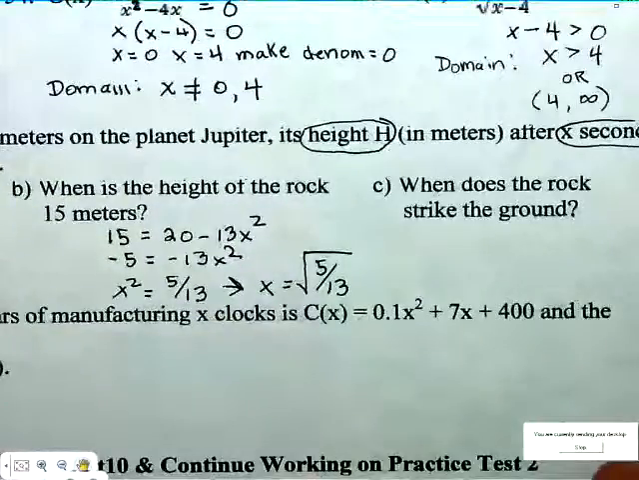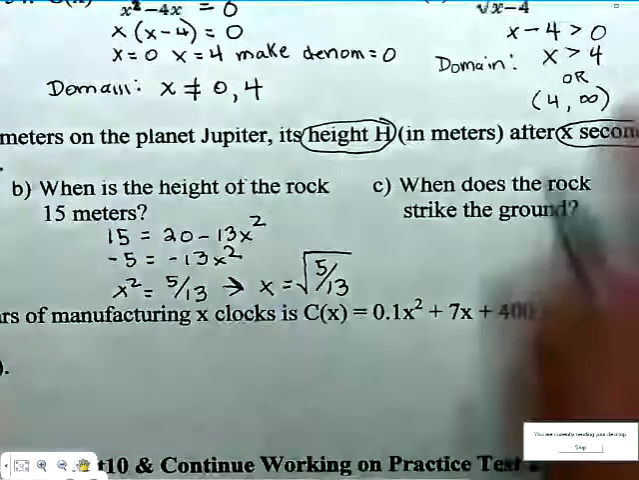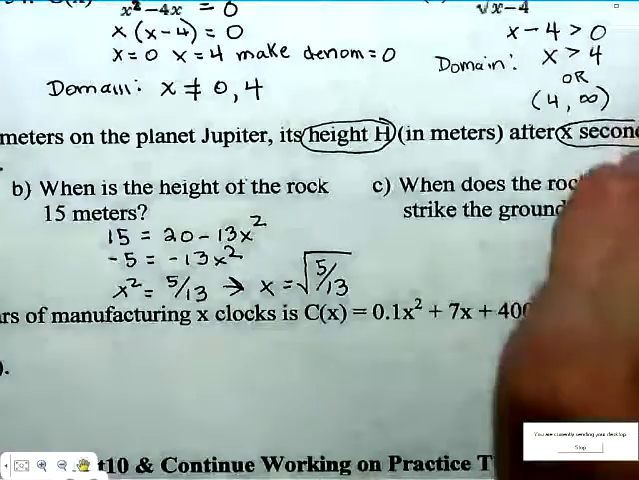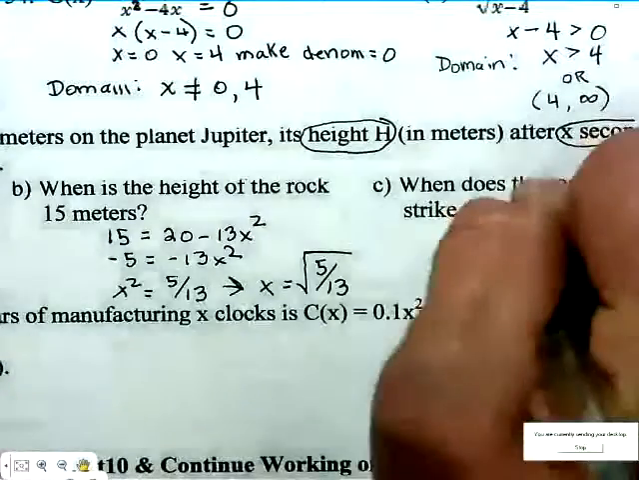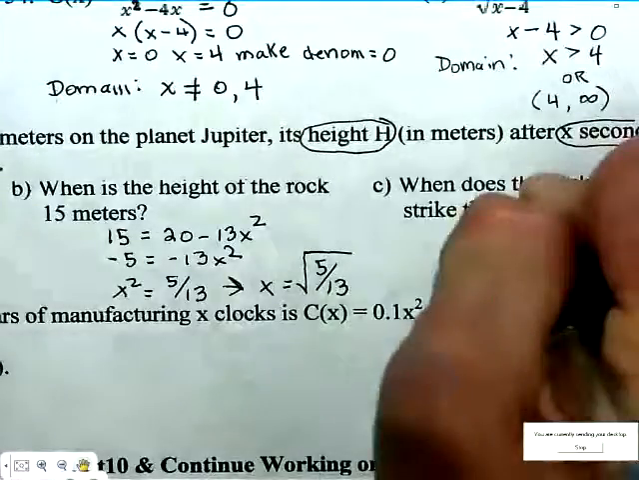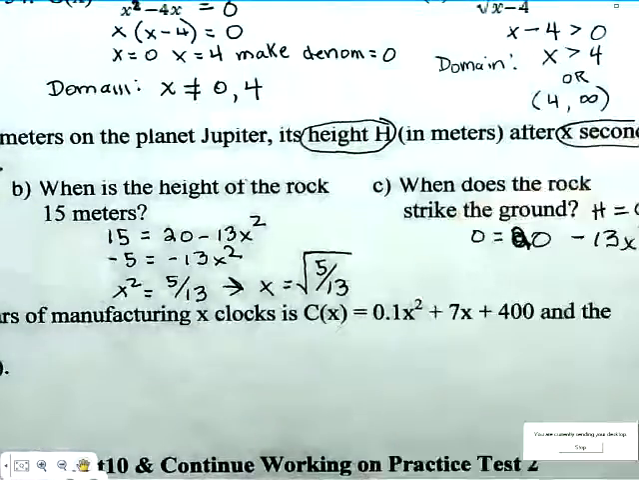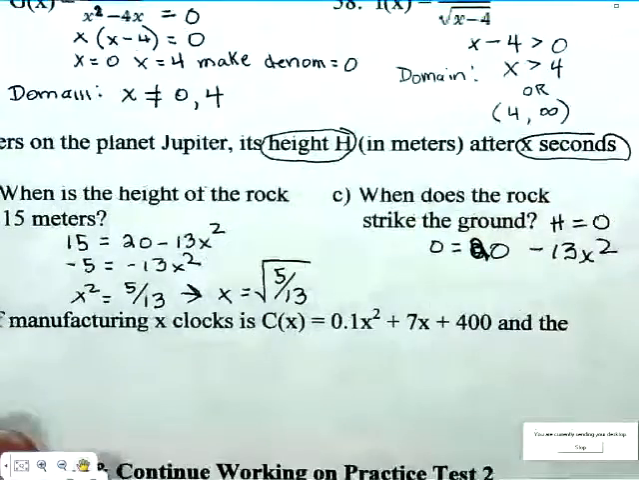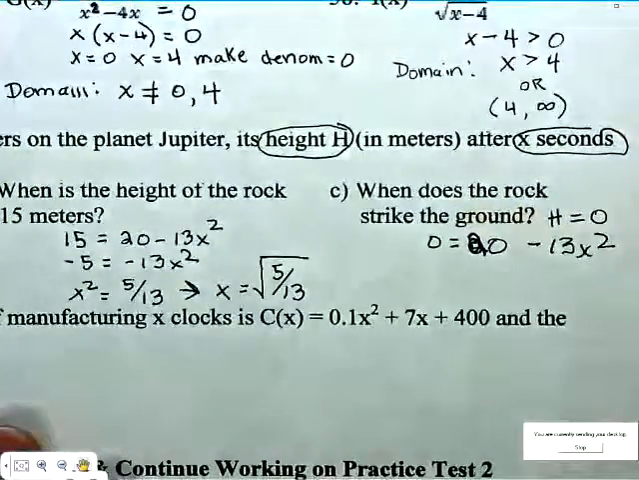All right. C, when does the rock strike the ground? When means we're solving for x, but if I'm solving for x, you have to give me a height. What is the height of the rock when it hits the ground? So we're solving the equation 0 equals 20 minus 13x squared. That's a very sad 20 there. And you solve it just like you did the B part. Subtract 20, divide by negative 13, take the square root.